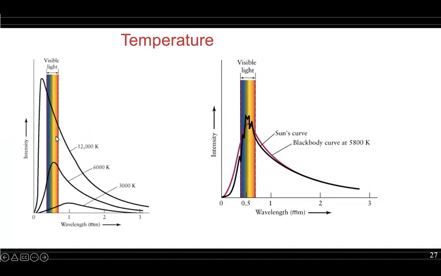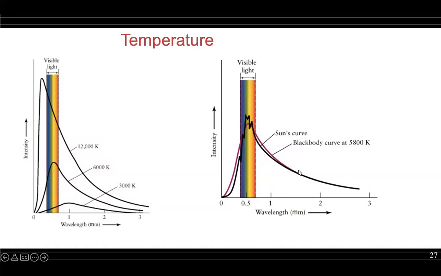You can see that this first curve is for an object at 12,000 degrees, the second one for 6,000, the third one for 3,000. If you look at the Sun, the spectrum of the Sun is the black curve. If I plot it, you can see these peaks coming; these are what are called emission lines.